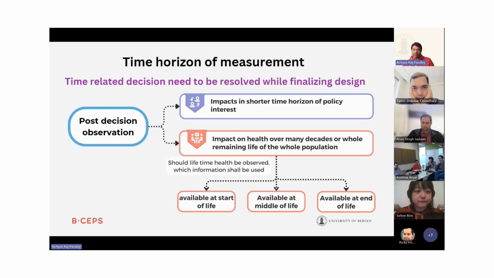But if it's about cancer, the individual may have lifetime benefits and we may have to observe the individual for the whole life, or maybe 10 years or 5 years. So the decision largely depends on the intervention and the disease itself. And if we decide to observe for the lifetime, the other question is which data, which information should we use? The information available at the very beginning, at the middle of life, or at the end of life? I believe we don't have a clear-cut answer for these questions, but they need to be settled at the very beginning when we design the equity analysis, or when we come together to decide the methodology for equity analysis.